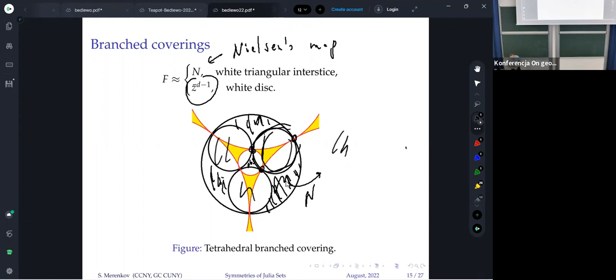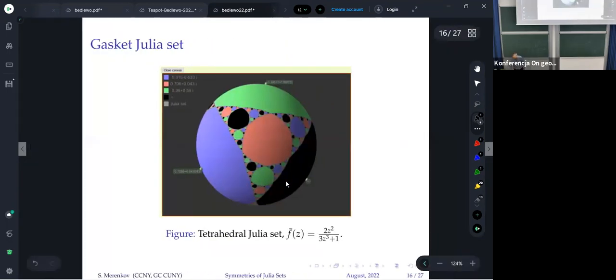This followed from results, so we used the result of Kevin Pilgrim and Tan Lei to check that it has no Thurston obstructions. And so we have an anti-rational map of degree 3 in this case. And that's exactly that picture that I started with. So for this particular tetrahedral circle packing, that's the corresponding map. Anti-rational map of degree 3. Okay.